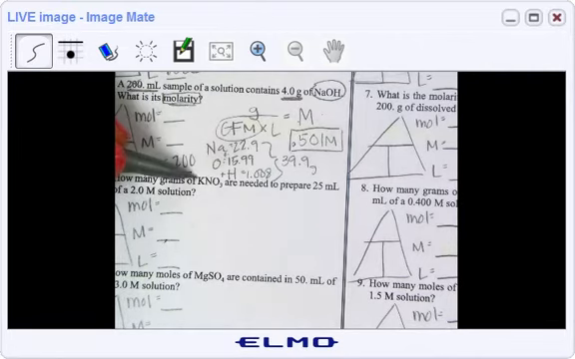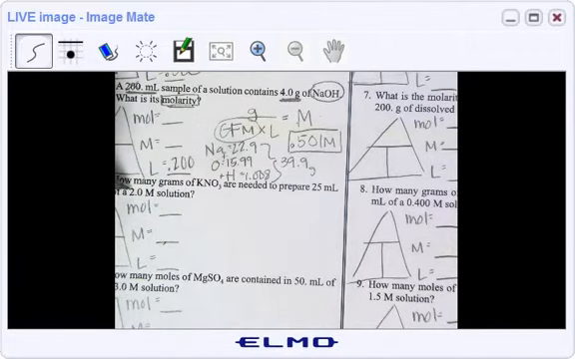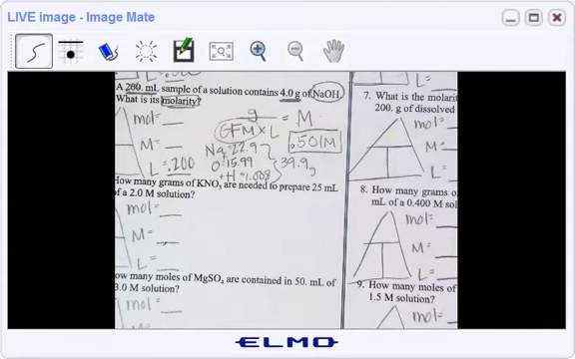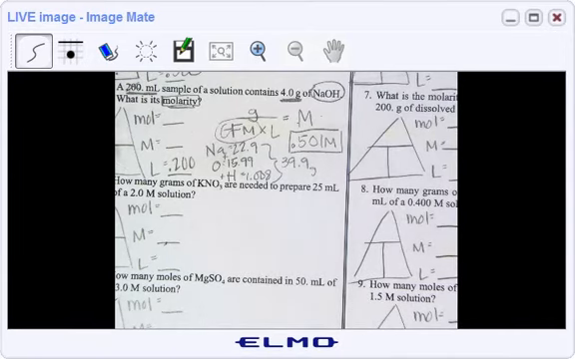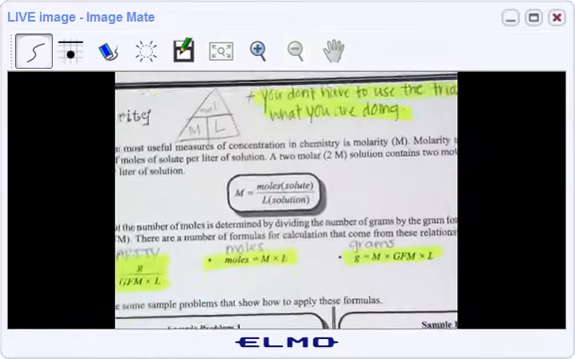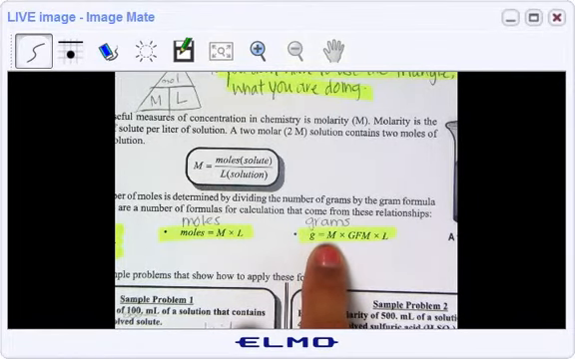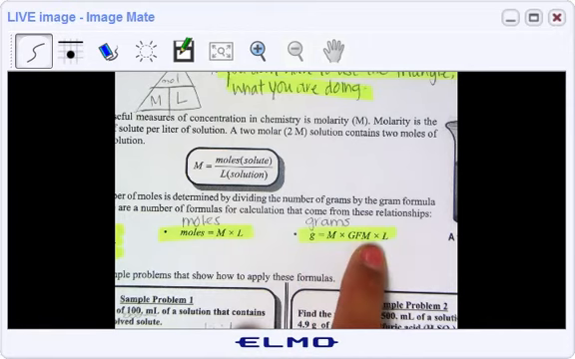So how many grams of KNO3 are needed to prepare 25 milliliters of 2 molar solution? This is just like the previous one we did. We are looking for, actually this one we're looking for grams. How many grams? Let's go to the front. Which one is going to give us grams? This is the formula we need for grams. G equals capital M times GFM times L.